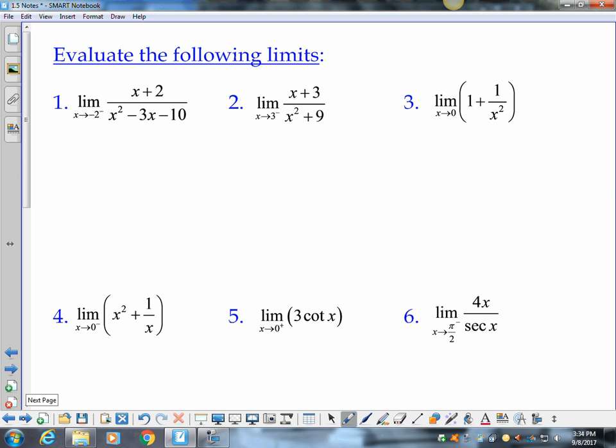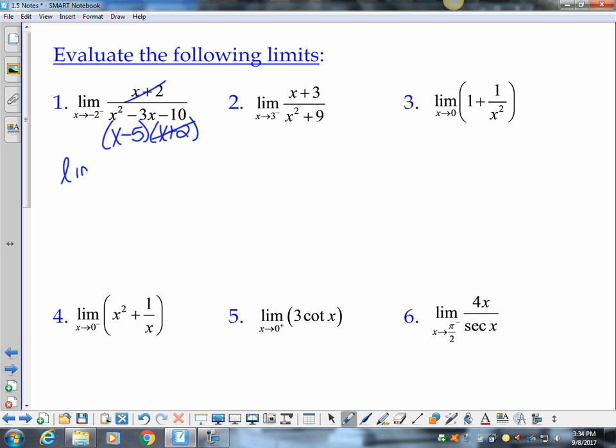Okay, so now we're just going to put these rules into practice. So for number 1, remember, your first plan of attack is always just to plug the number in and see what happens. But if you plug a -2 in here, you're going to get a 0 on the bottom. So what I'm going to do is I'm going to factor the bottom, and that allows that problem to cancel.